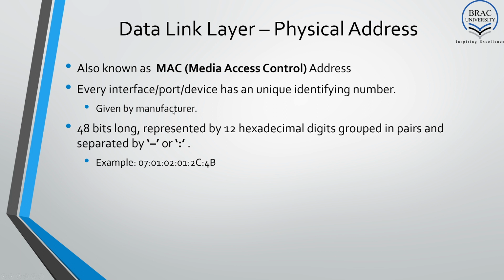So in this layer, there is a physical address. In the transport layer, there is the port address. In the network layer, there is a logical address. Now in the data link layer, it uses the physical address to identify each hop, right? It's also known as MAC, media access control, and it is about 48 bits long, represented by 12 hexadecimal digits grouped in pairs and separated by hyphens or colons. Each of these hex digits is 4 bits.